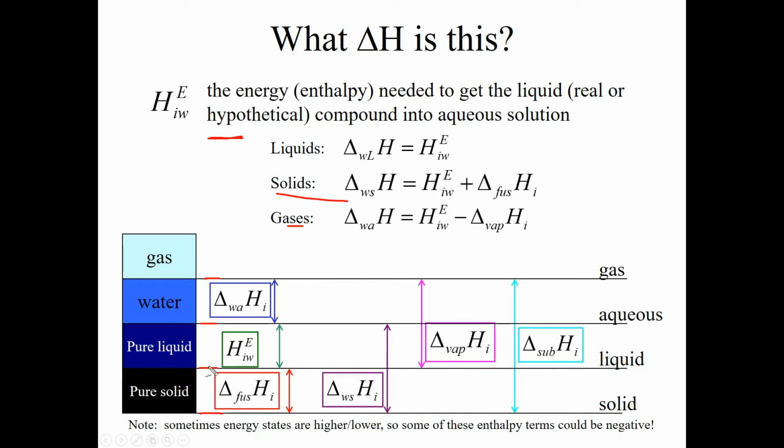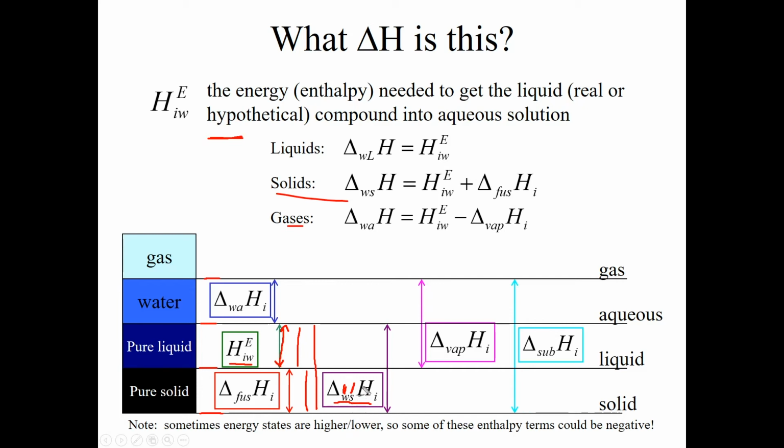But anyway, if we're talking about a pure liquid compound dissolving in water, then the amount of energy required is right here in green. Okay, that's this HEW term. But if we're talking about dissolving a solid into water, we have to cover not only this distance, but we have to cover this distance too. We have to include the delta H of fusion. That's the energy required to melt the solid. Okay? And so the sum of these two things would be this whole distance, and that is what we might call delta H for dissolving a solid compound in water. Okay, so that would be this term right here.